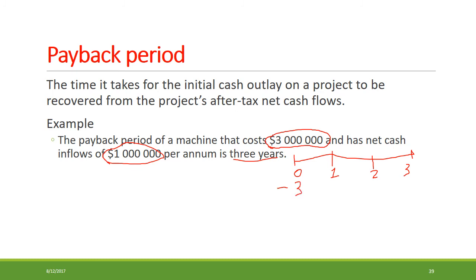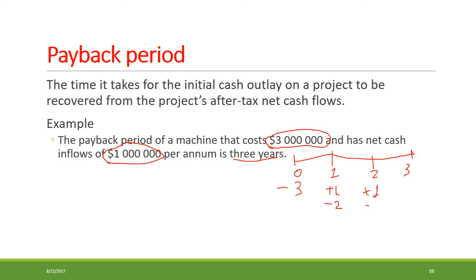So at today's time, we have to invest $3 million. So this is a cash outflow for us. After 1 year, we recover $1 million. So the net income for us now is minus $2 million.